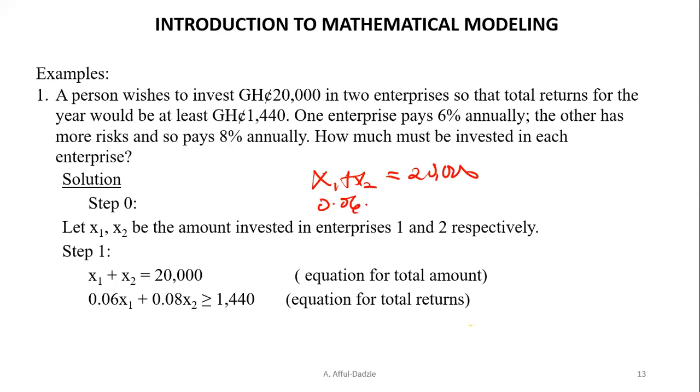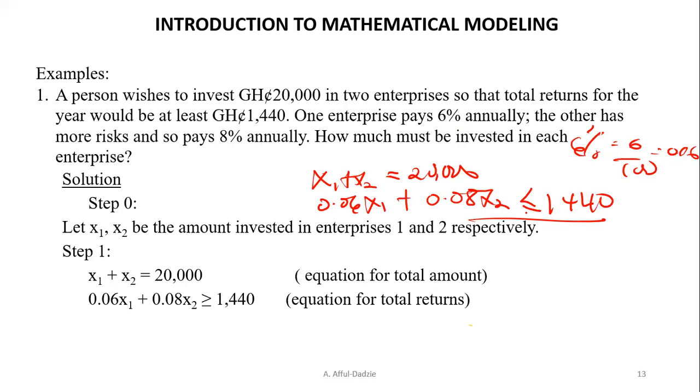The first pays 6%, and 6% means 6 divided by 100, which is 0.06. So it's 0.06 X1 plus 0.08 X2 must be at least 14. Okay, please have that in mind.